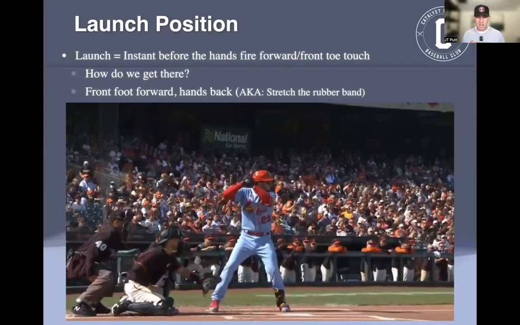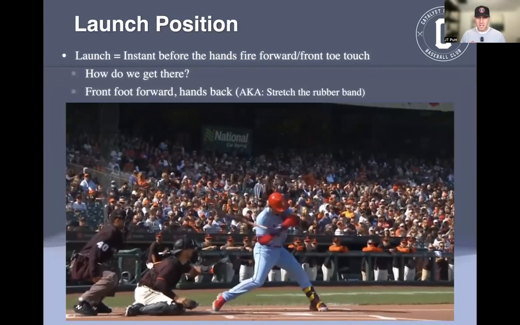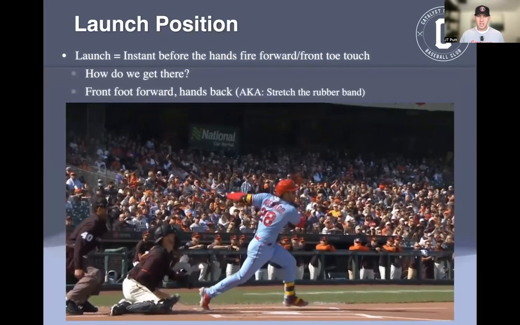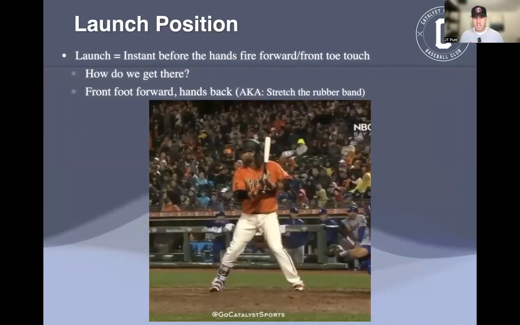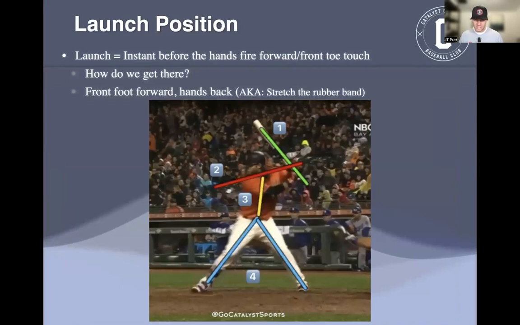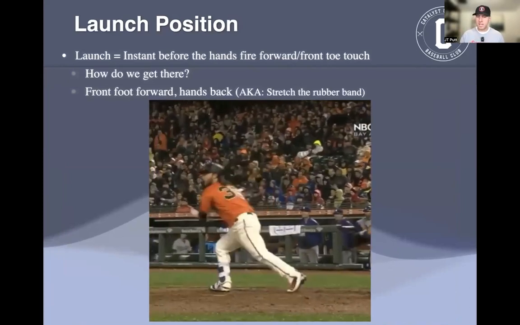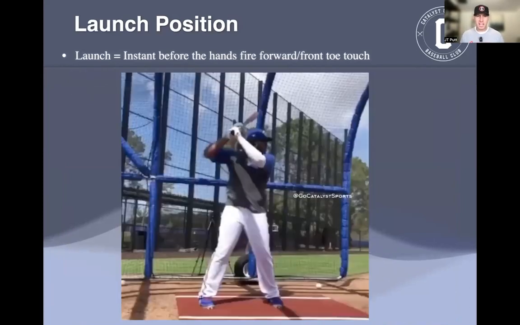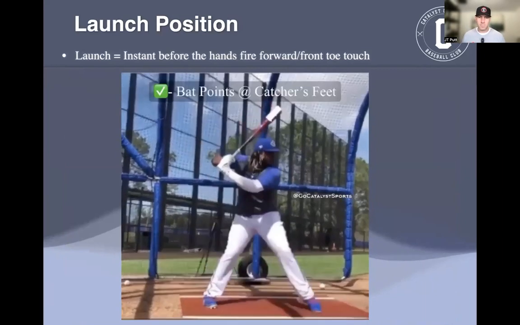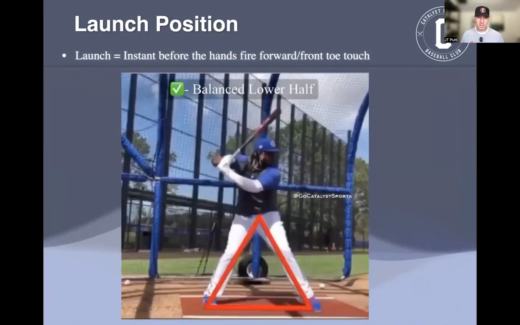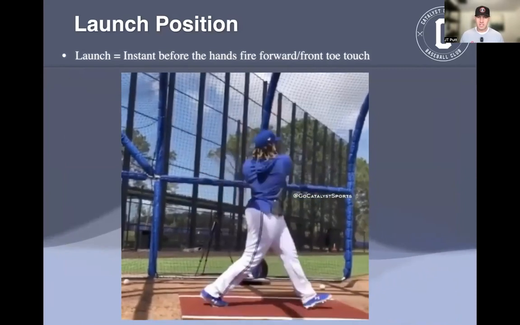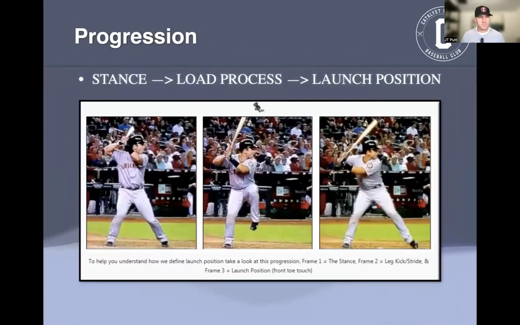So you'll see Arenado right here, back foot timing, boom, hits that launch position. Brandon Crawford, same thing. The instant his front toe touches, bat at the catcher's feet, front shoulder down and in, spine angle slightly back, balanced in that lower half. Vladdy, you'll see right here, boom, lifts that toe up, bat at the catcher's feet, balanced lower half, front shoulder down and in. Ooh, big bat speed.